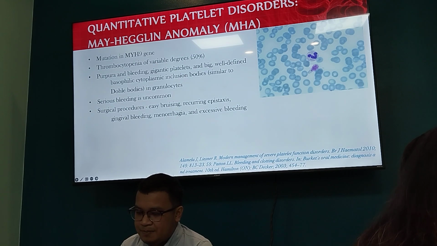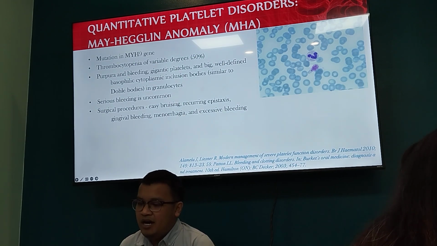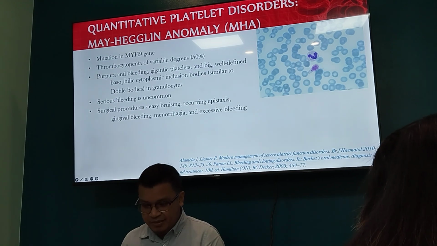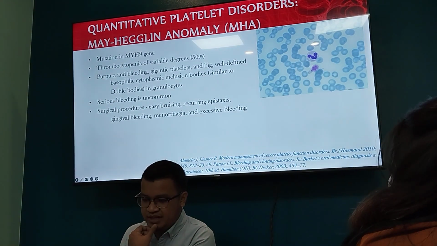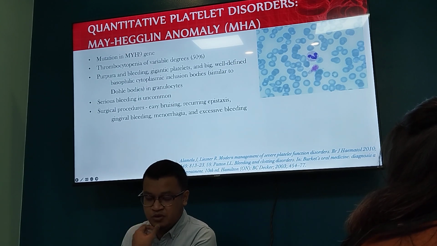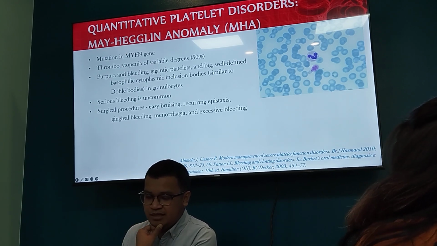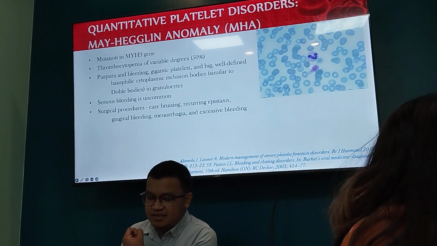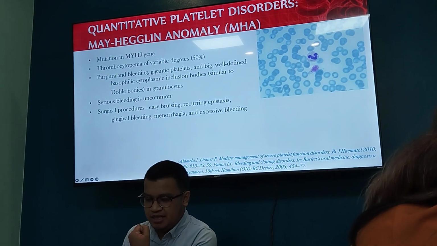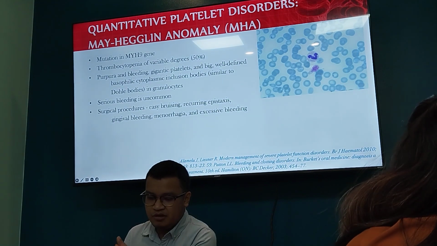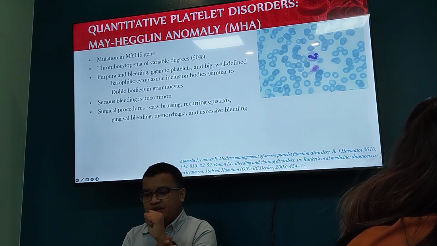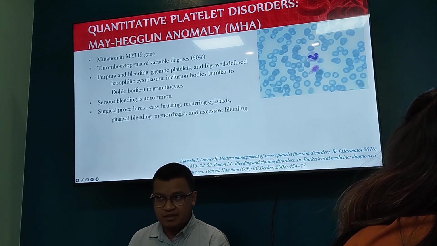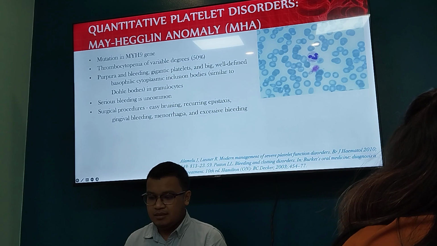So there's thrombocytopenia of variable degrees, purpura and bleeding, giant platelets, and big well-defined basophilic cytoplasmic inclusion bodies, what we call the Döhle bodies in your WBCs. Thrombocytopenia affects around half of MHA patients, though serious bleeding is uncommon. With surgical procedures, people may develop easy bruising, recurrent epistaxis. All of these are non-specific symptoms of platelet abnormality.